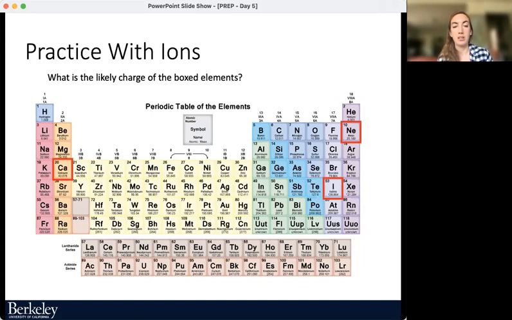So just as a reminder, you can use the columns on the periodic table to figure out how many valence electrons a given atom wants to have, or a given atom does have, and you know it wants a full valence shell, and that will determine what charge it's going to have. Awesome. You guys are doing great.